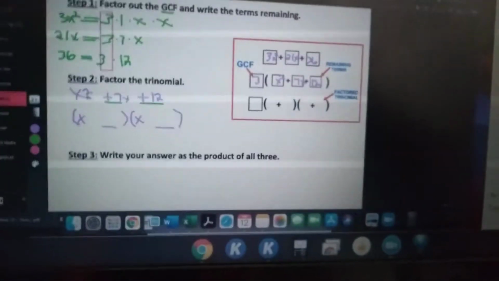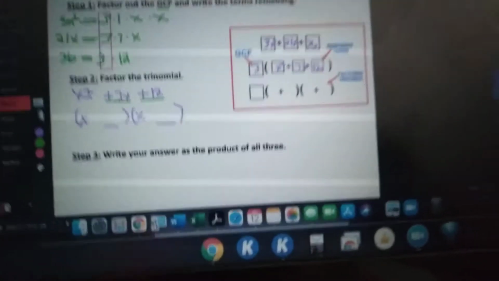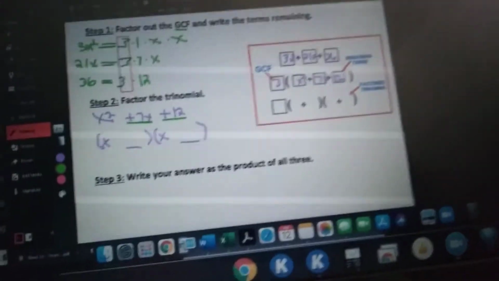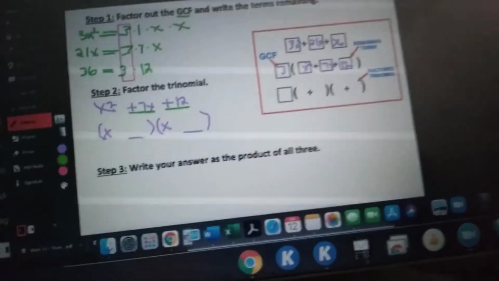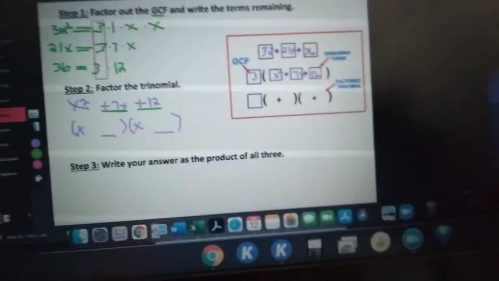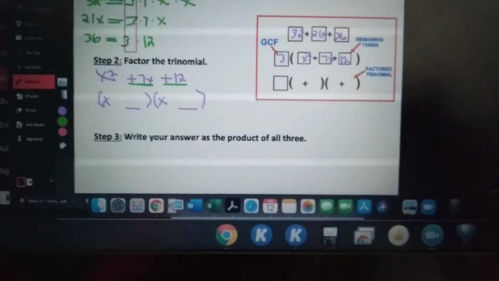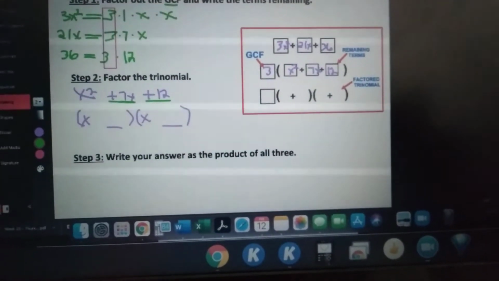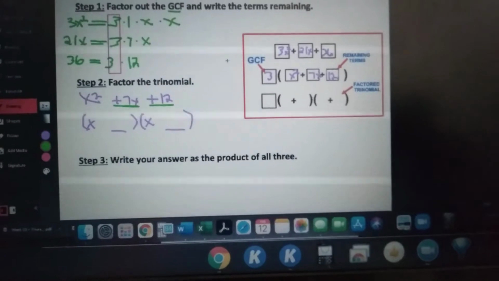Listen carefully. What are the factors of C that when I add them give me B? Say it out loud for me. What are the factors of C that give you B? Good. David, repeat it. Unmute. Repeat it. What are the factors of C? Finish it. What are the factors of C that do what?